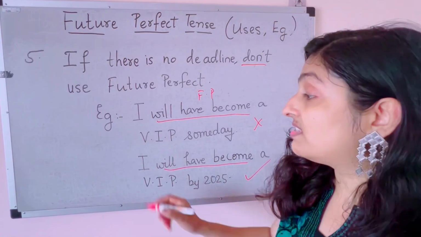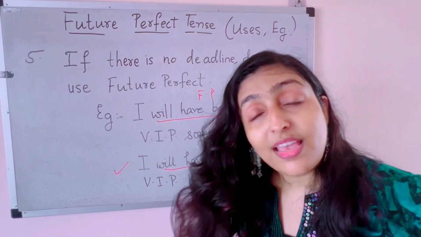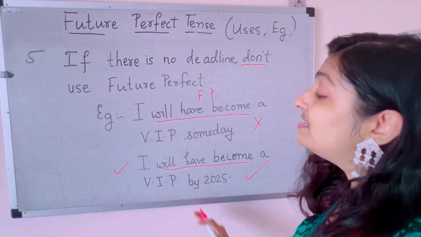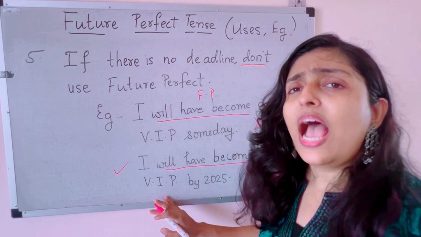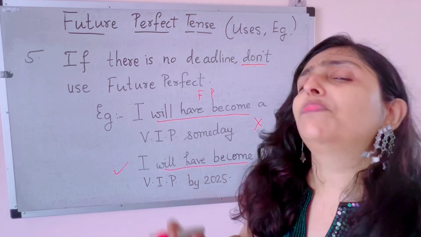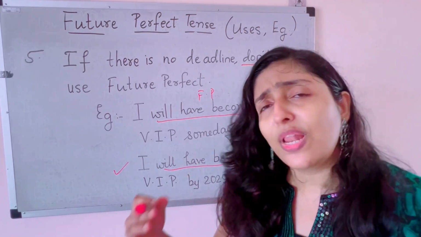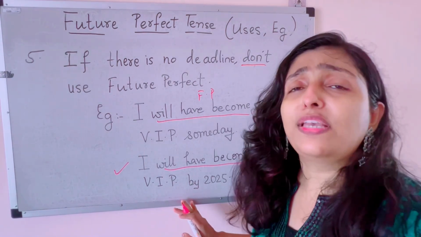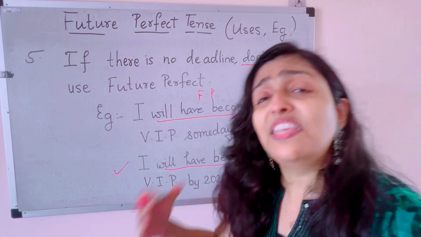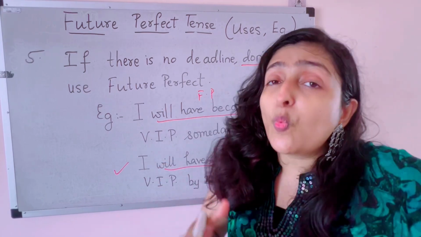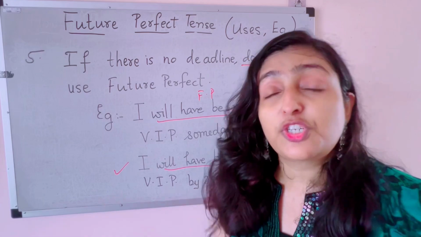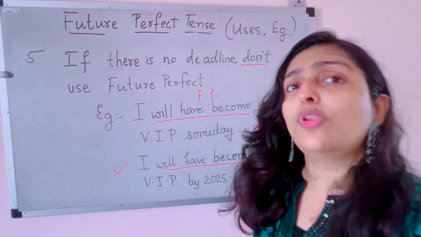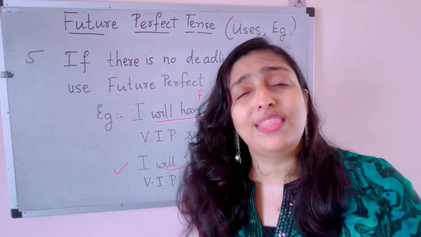What makes this the correct one is that there is a deadline, there is a target, there is a guarantee in this example. I will have achieved something by 2025. I will have surely become a VIP by 2025. So the efforts, the dedication, the commitment, the work, struggle, the hardships would have started not right in 2025. It would have started even before that.